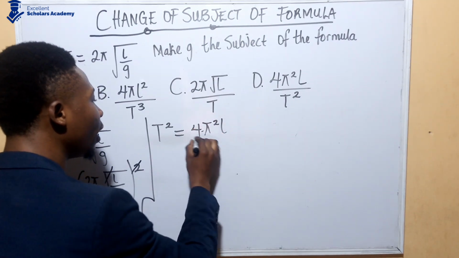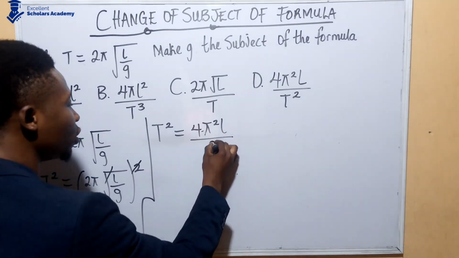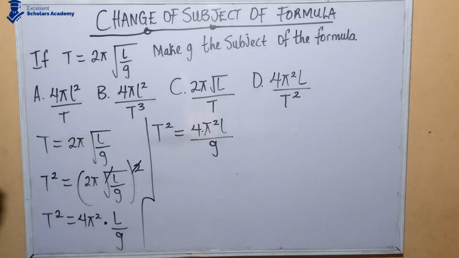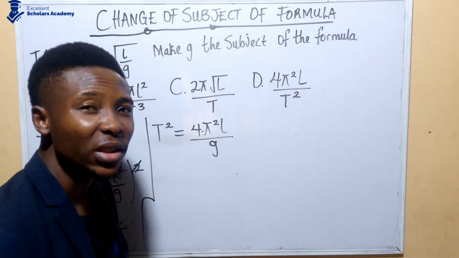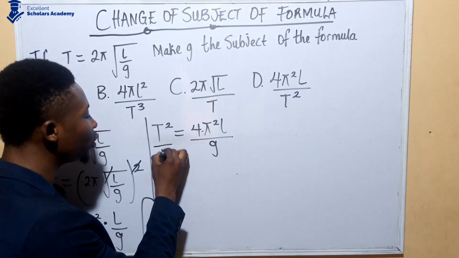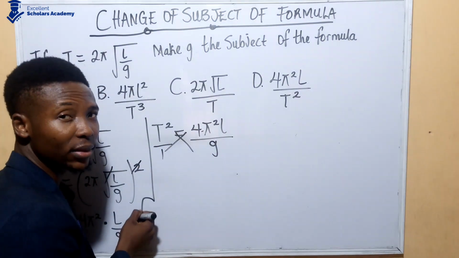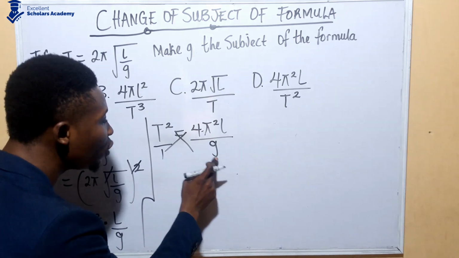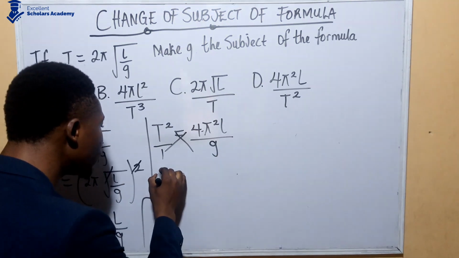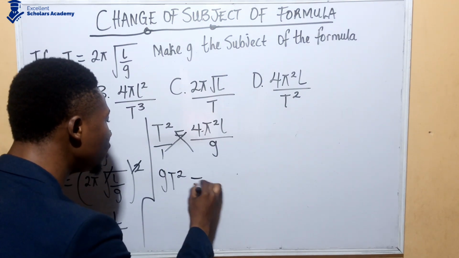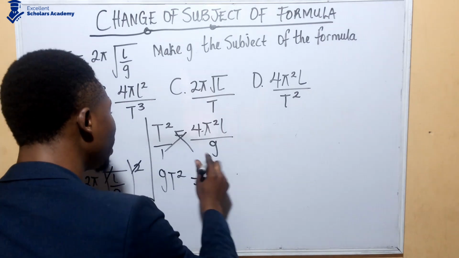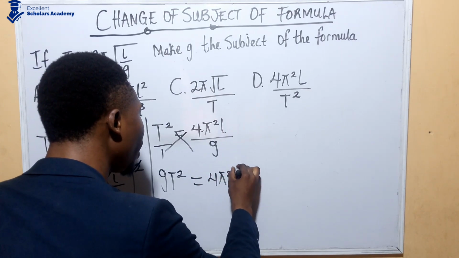4 pi squared L over g as your denominator, because this is over g. Now, your goal is to make g the subject of the formula, right? So this is, let's just say, over 1. T squared over 1 is t squared. Cross multiply. Alright, so g, your focus is on g. g times t squared gives us what? g t squared is equal to 4 pi squared L times 1, which gives us 4 pi squared L.